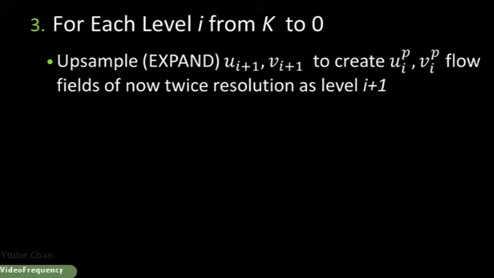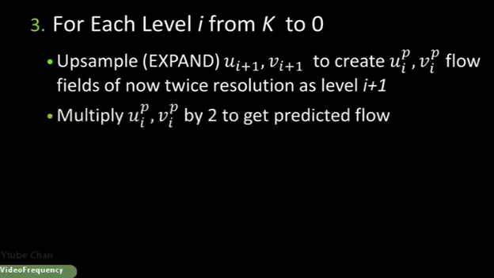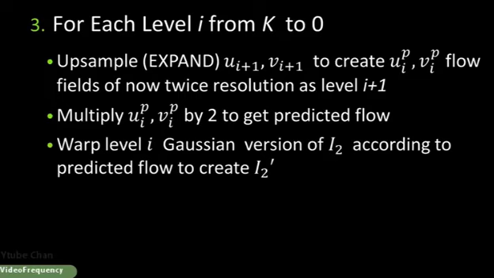The problem is, if in the previous level something moved by 1.2 pixels, how far is it going to move now? 1.2 times 2, 2.4 pixels. So when I expand the flow field, which just makes it a bigger size, I also have to multiply it by 2. That's what the next step of the algorithm says: multiply u_p and v_p by 2 to get the predicted flow. Then you warp that level of the Gaussian of image 2 towards image 1 to get 2 prime, or t minus 1 to t. Whether you call it 1 or 2 doesn't matter.